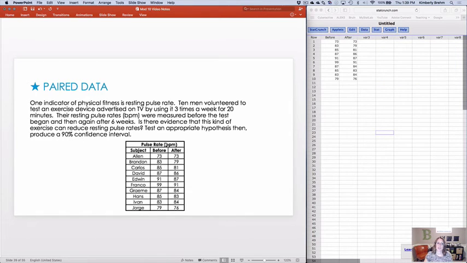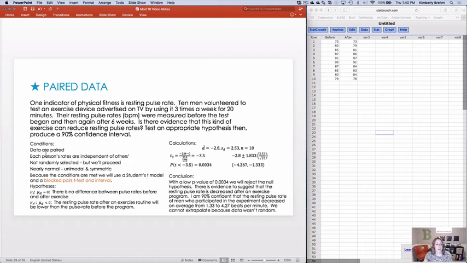So in this question, we're dealing with physical fitness and a resting heart rate, and we're hoping that this is before exercise and after exercise. Our goal here is, of course, for their pulse rate to decrease. So again, first I would check my conditions. The data are paired. That's super important.